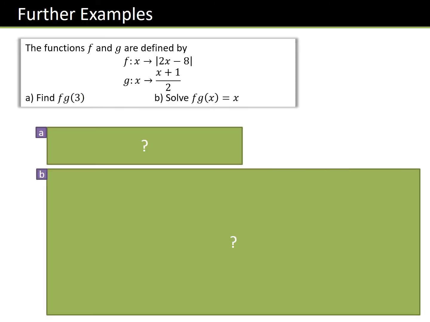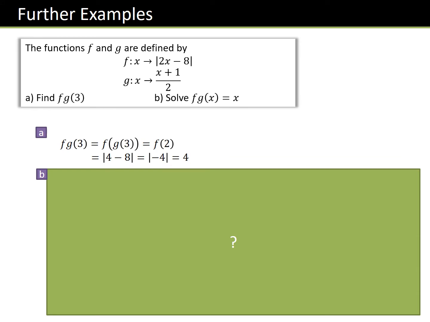So here I've got these functions f and g defined by f such that x maps to the modulus of 2x minus 8, and g maps x to x plus 1 all divided by 2. I want to find firstly what happens when I apply the function f to g of 3, and then I want to solve this function, when I apply the function f to g of x, and it equals x. So the first one's fairly straightforward. This means fg of 3.